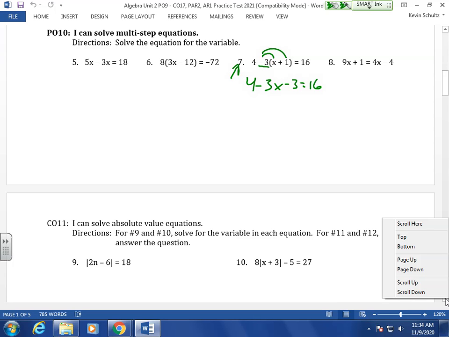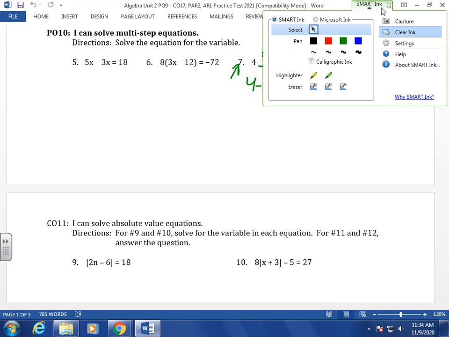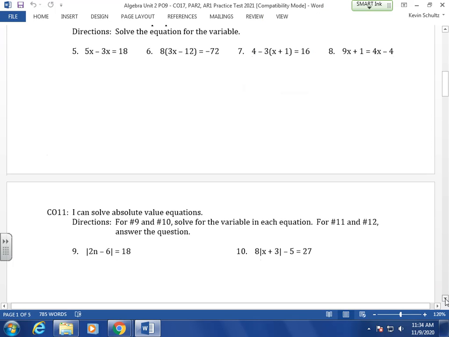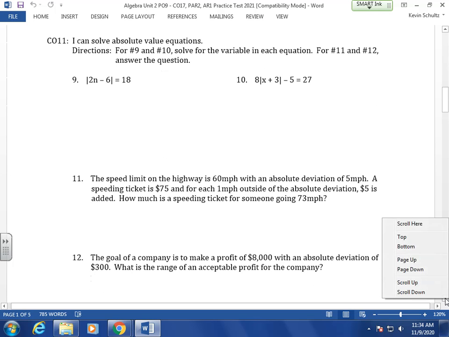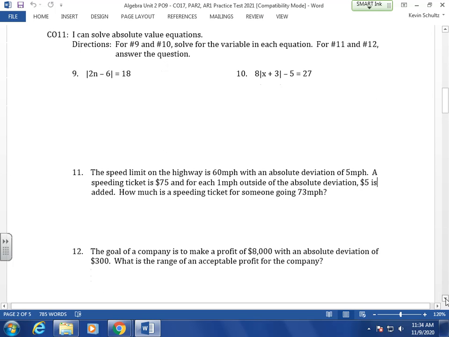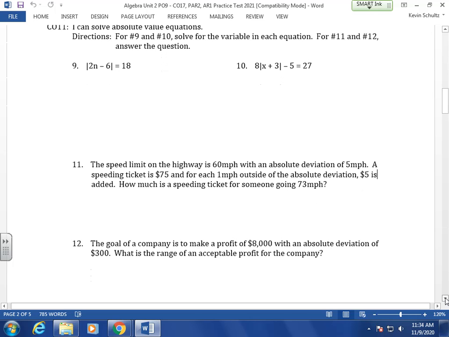Anything else with PO10? Okay. CO11, absolute value equations. It's been a while since we've done these. We've done absolute value, obviously, in CO17, but absolute value equations also require you to get two solutions here. Okay, it's not a compound inequality because they're not inequalities, but you do need two values for x. Go ahead. For 9. Yeah.